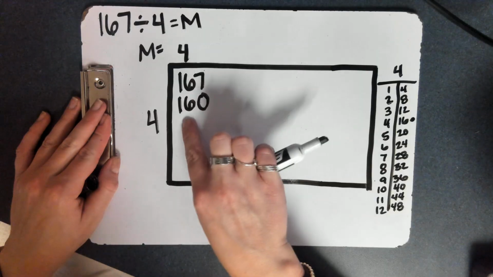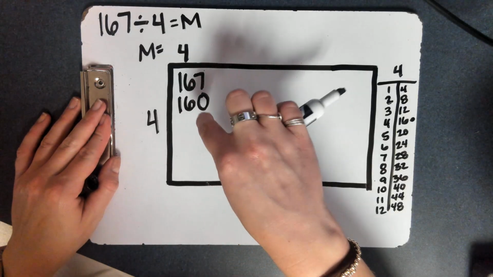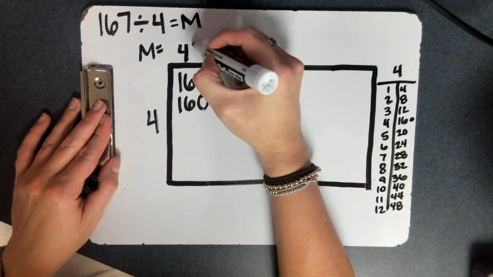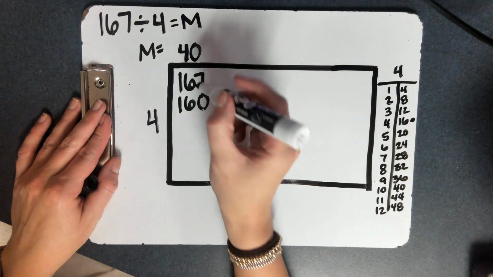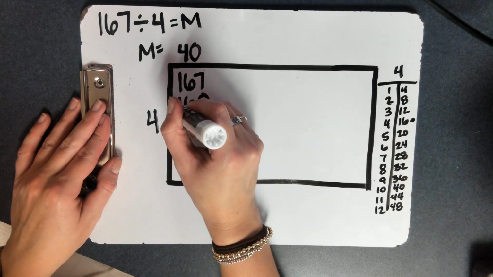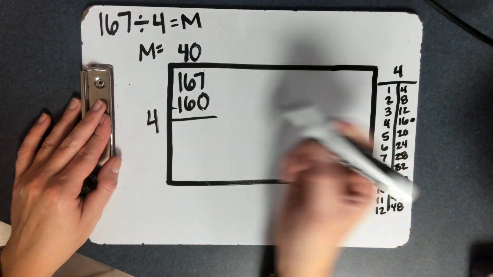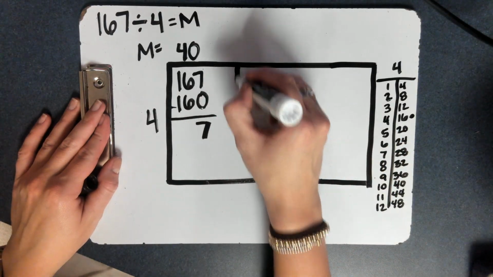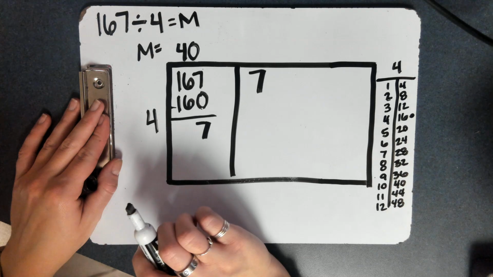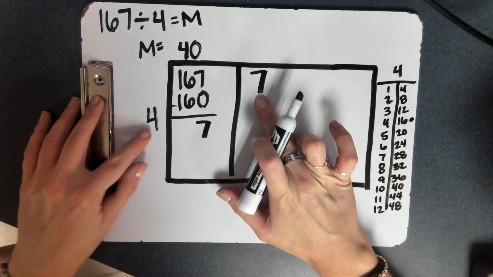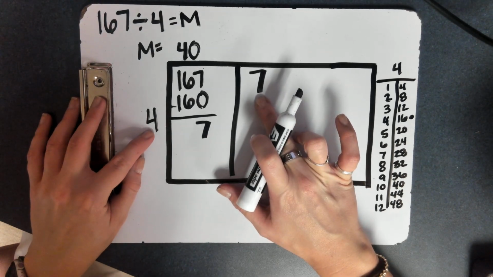But 4 times 4 is not 160. I must bump this one up as well. Boom. Now, like I said, division is repeated subtraction. So then I'm going to subtract those two numbers, and I have 7 left. 7 minus 4, I know I can do that.